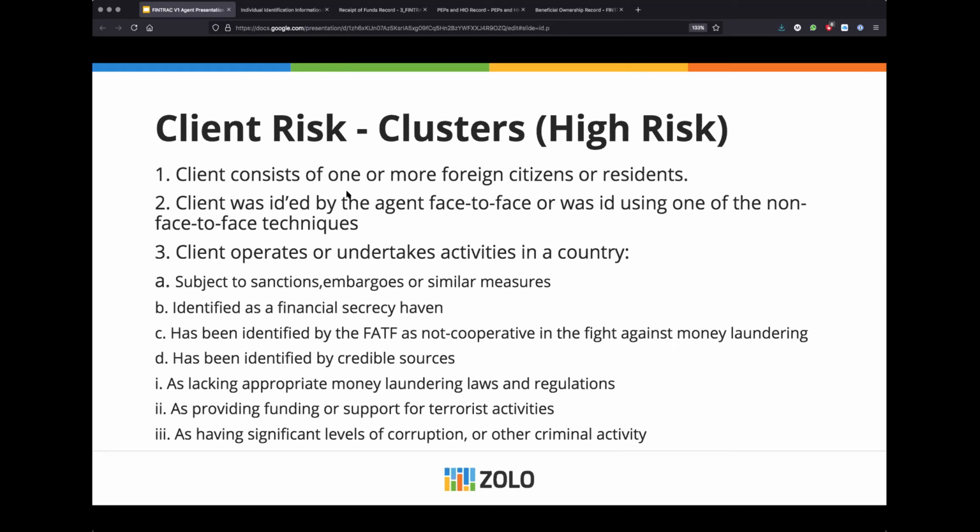Obviously, any country within, let's say, North America is compliant. Any country like India is compliant as well. These are the highest volume transactions that we see. If you do have any specific questions about countries, please reach out to me at fintrac@zolo.ca. But for now, I do not have any further guidance beyond this in terms of high risk. If your client is a foreign citizen or resident, they are considered high risk.